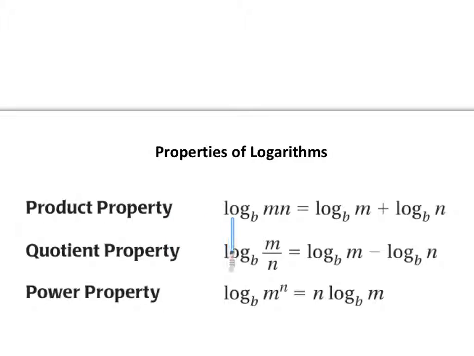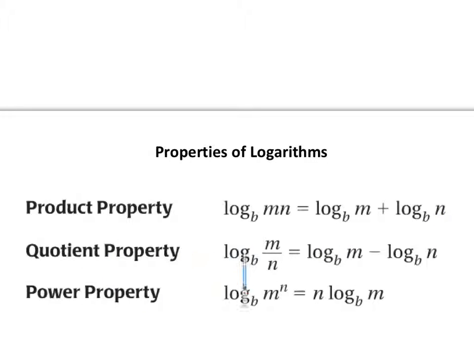The product property says if we take the log, whatever base, doesn't matter, b could be anything, of the product of two quantities, so m and n. They could be variables, algebraic expressions, numbers. Whatever they are, if they're being multiplied together, then the log of their product is the same as the log of each of those factors separately. So if we had the log of 10 times 4, the log of 40, that'd be the same as the log of 10 plus the log of 4.